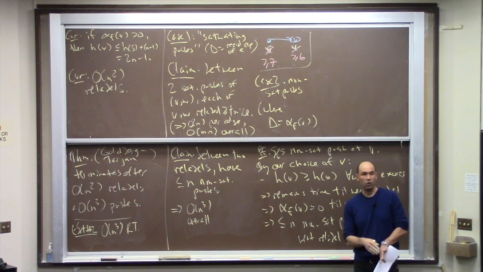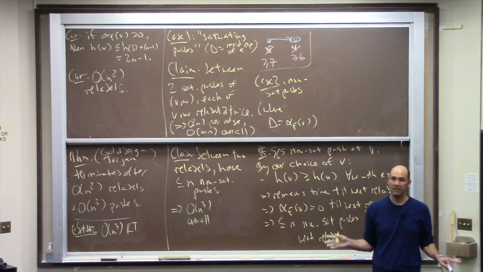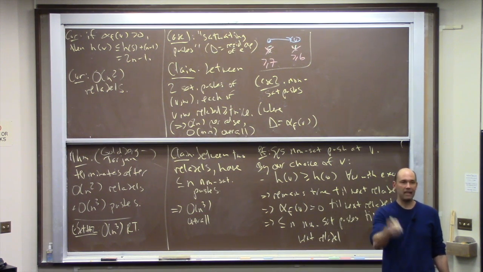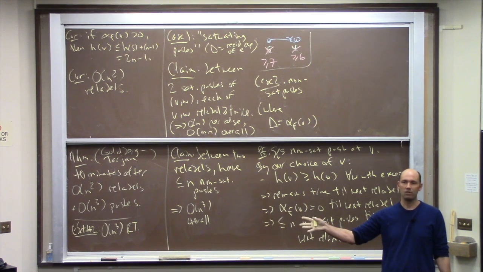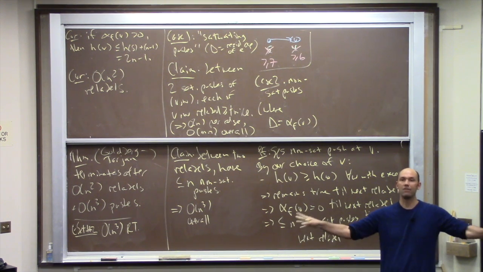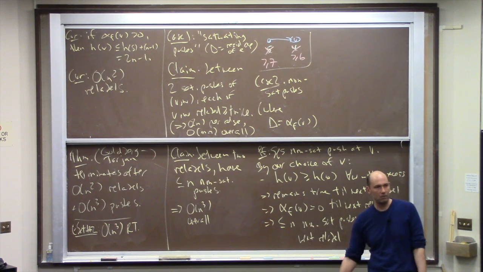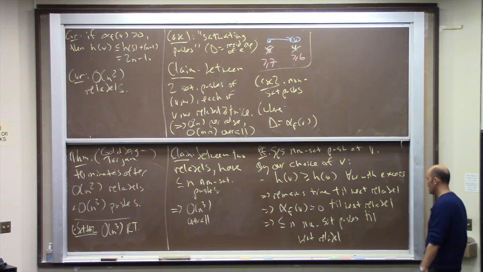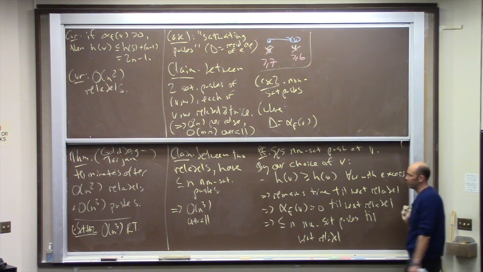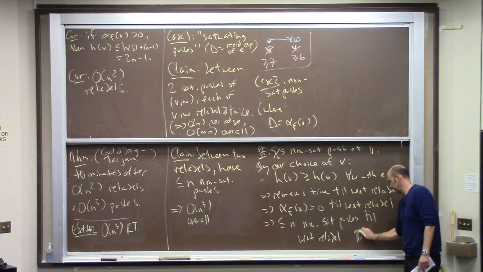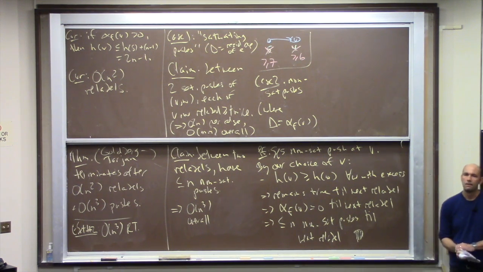If you have n non-saturating pushes without seeing a relabel, you've squashed all the excesses down to zero one by one, everything has excess zero, and the algorithm stops. So for the algorithm to keep going, you have to keep seeing relabels, at least one every n non-saturating pushes, giving us the cubic bound on the number of non-saturating pushes.